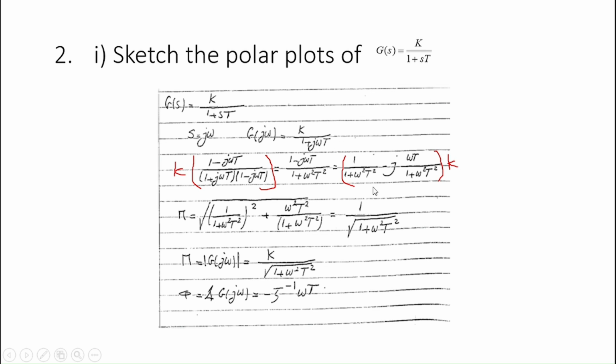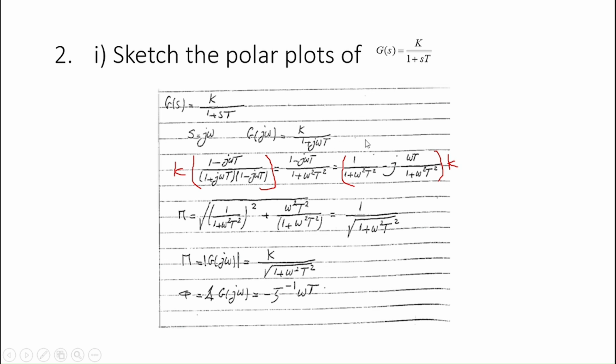If we find the magnitude of this, we'll get 1 upon root of 1 plus omega squared t squared, right? When we multiply by k, the k affects the magnitude, so the total magnitude of this transfer function is equal to k whole thing upon root of 1 plus omega squared t squared. For the phase, remember that the constant does not affect the phase. So we can directly take the phase of this, and that will be the phase of the total transfer function.